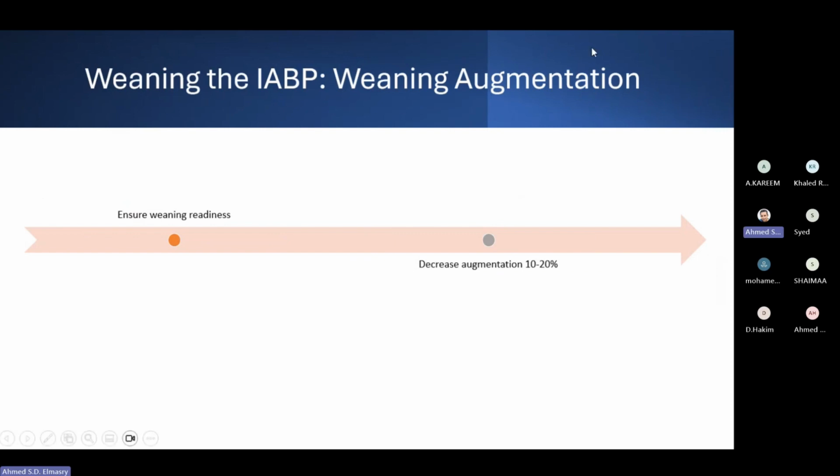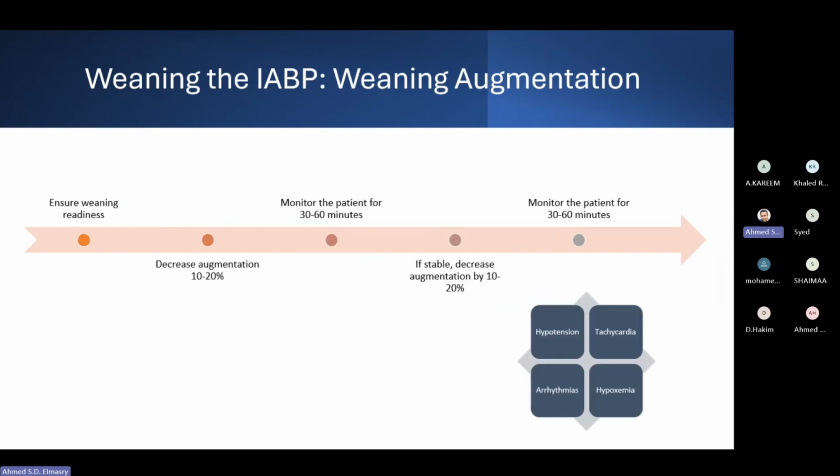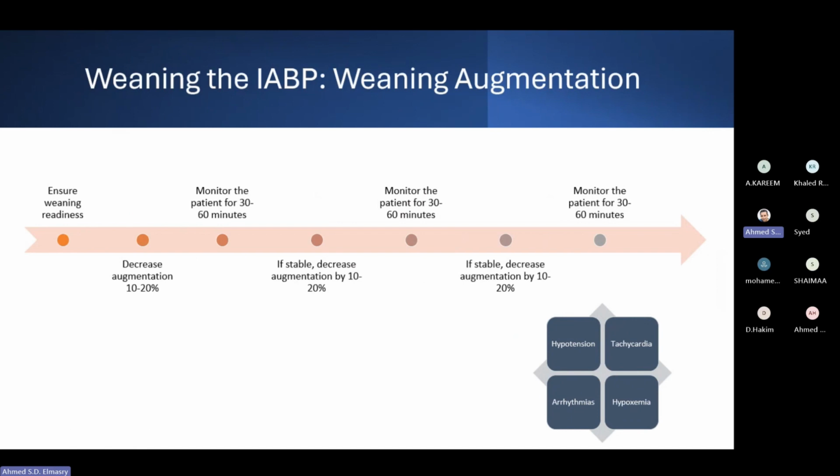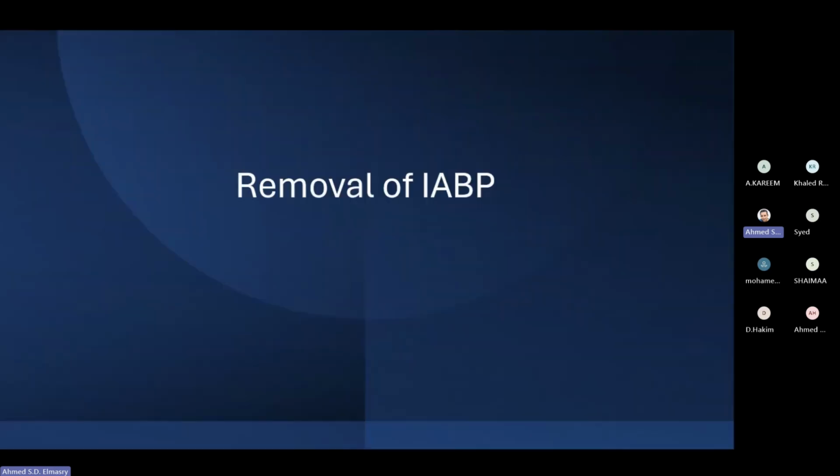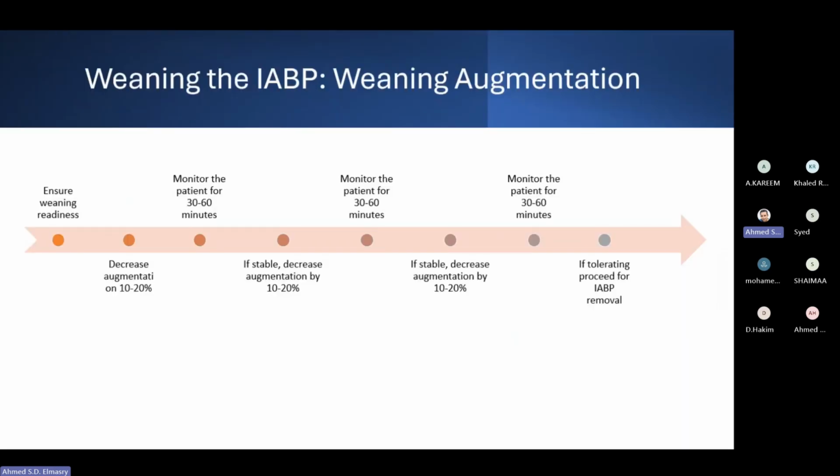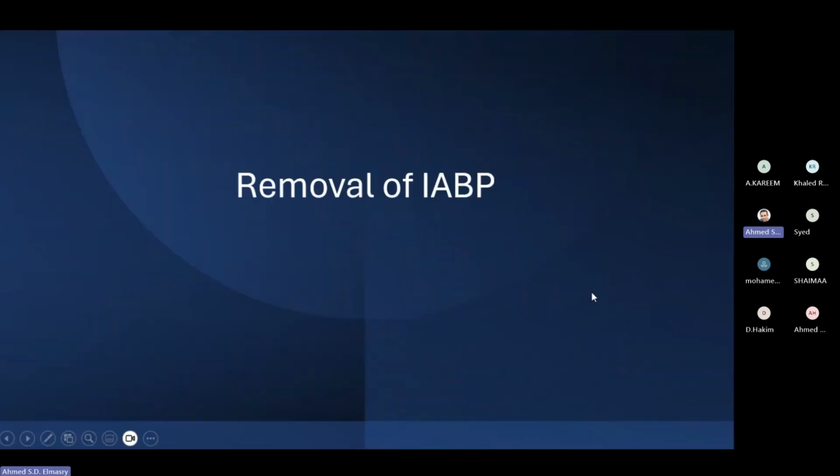The other approach is weaning the augmentation assist. So first fulfill the criteria of weaning readiness. Then you can decrease the augmentation gradually and monitor the patient gradually till you reach 70%. Then if the patient is tolerating, you can go for intra-aortic balloon removal. Going to the last section, which is the removal of the intra-aortic balloon.